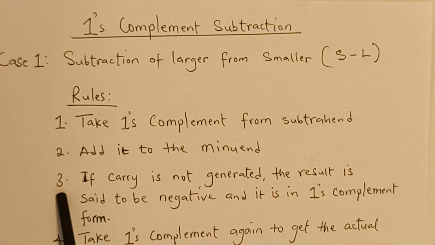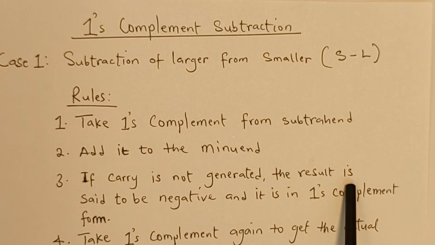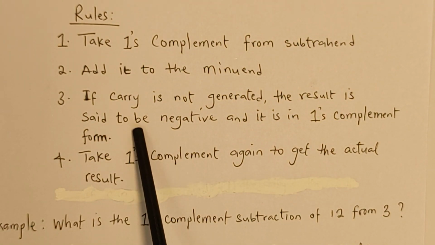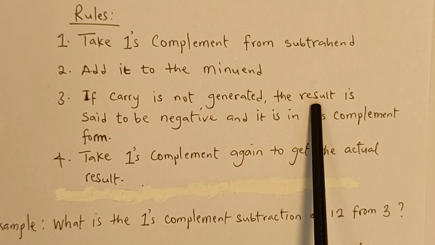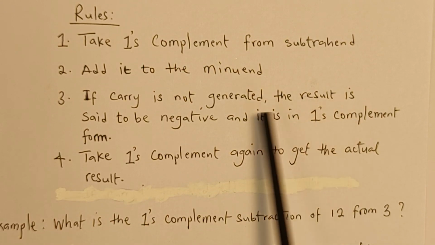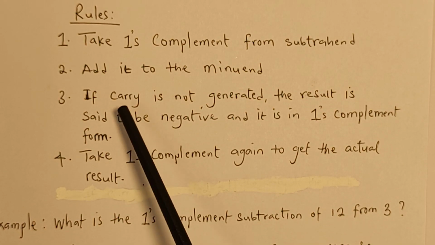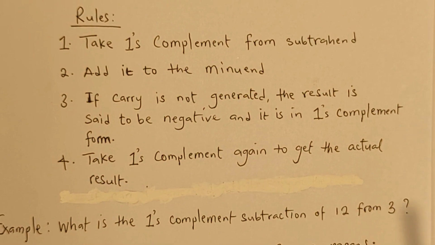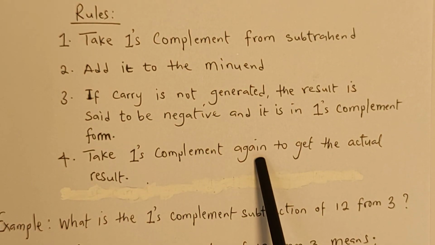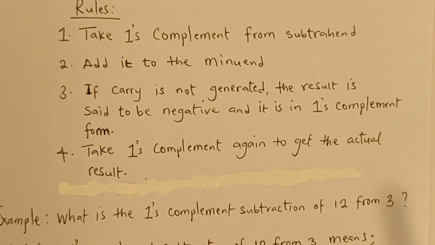And then rule number 3 says that if carry is not generated, the result is said to be negative, and it is in 1's complement form. Don't worry, you're going to see this in action very soon. Once you have this condition, it means that we need to take 1's complement again to get the actual result. So we're going to see this in action very soon.